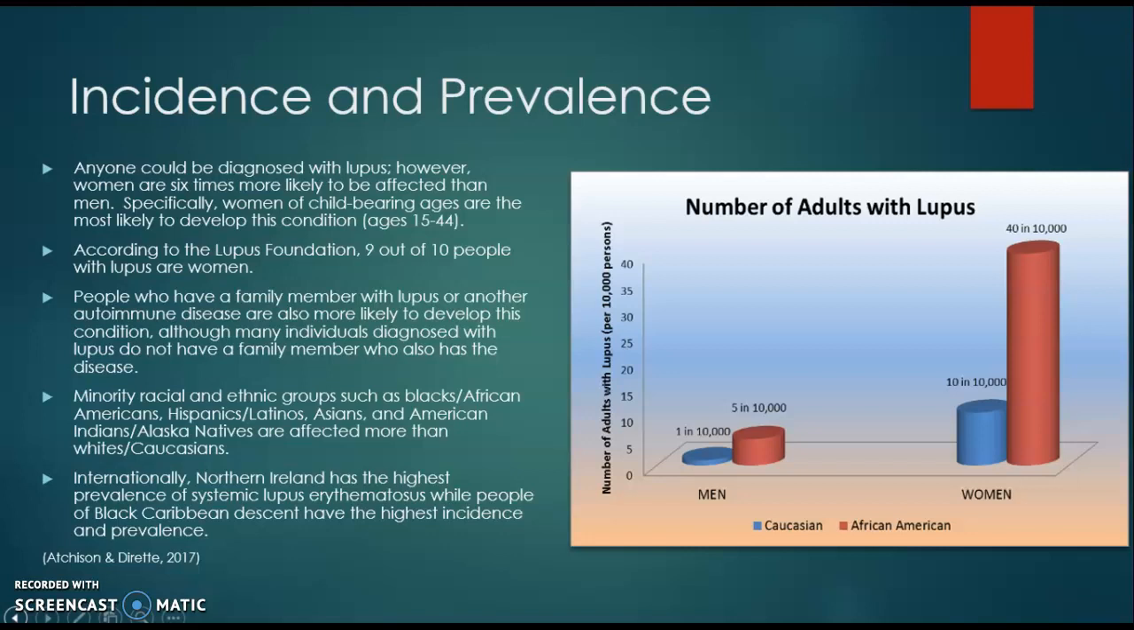And I also found that Northern Ireland has the highest prevalence of systemic lupus, while people of the Black Caribbean have the highest incidence and prevalence.